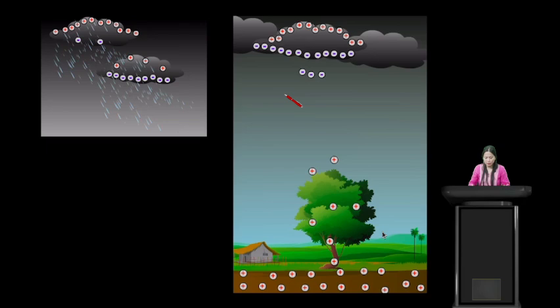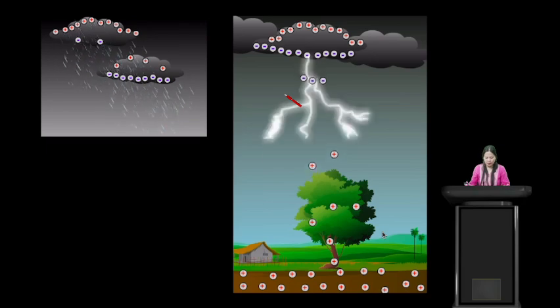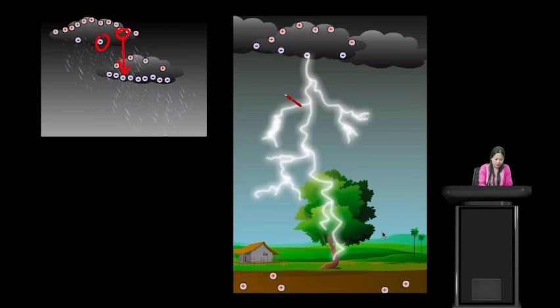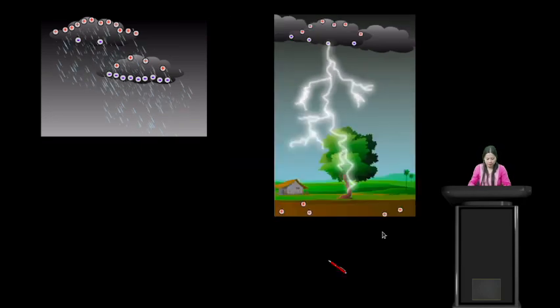Now we have two types of lightning. Okay, let us see. Here we see cloud to cloud, positive to negative, negative to positive. In the second case, we see negative to positive charge on the ground. So cloud to cloud and cloud to ground. Yes, students.